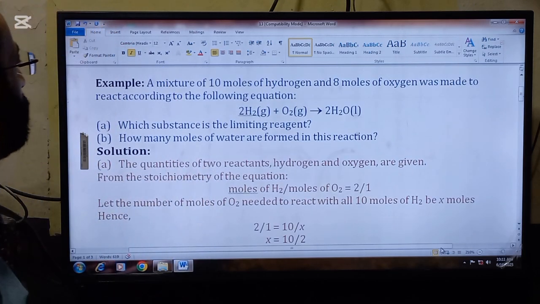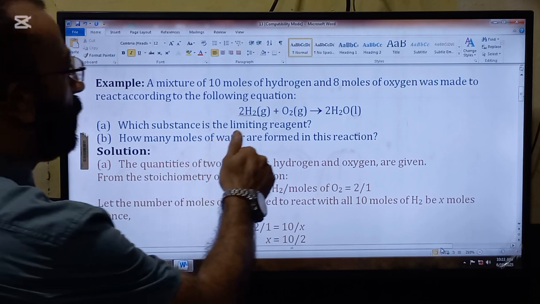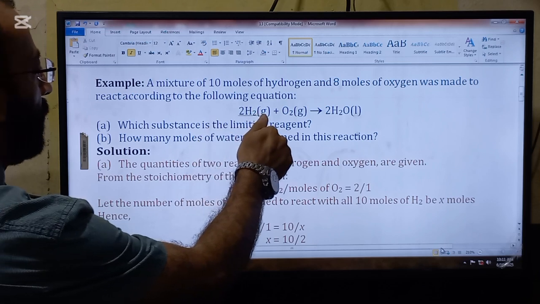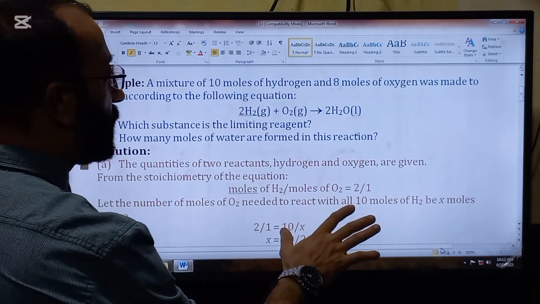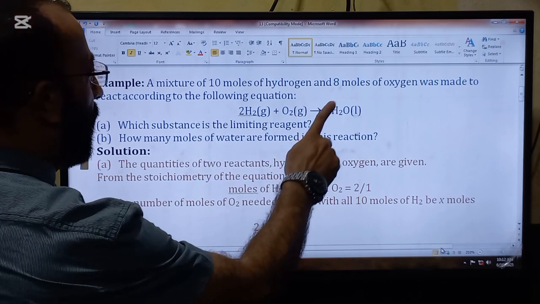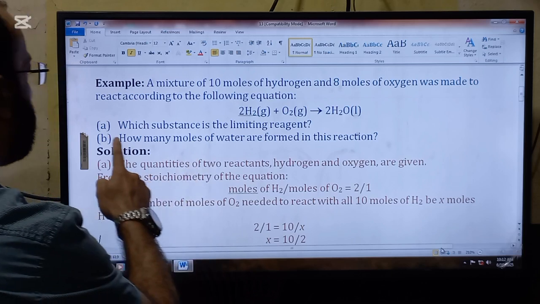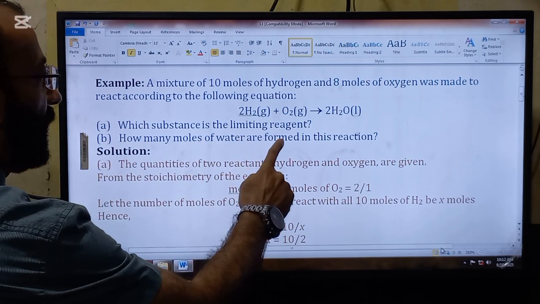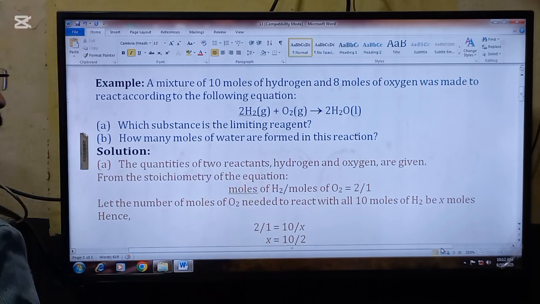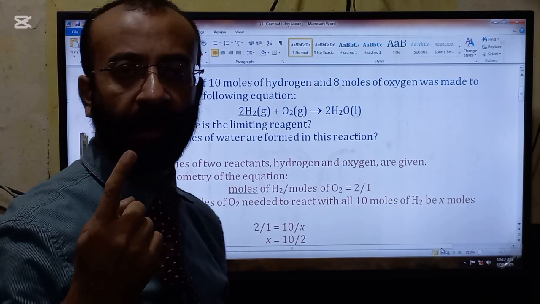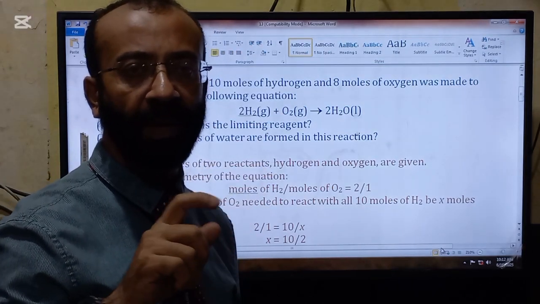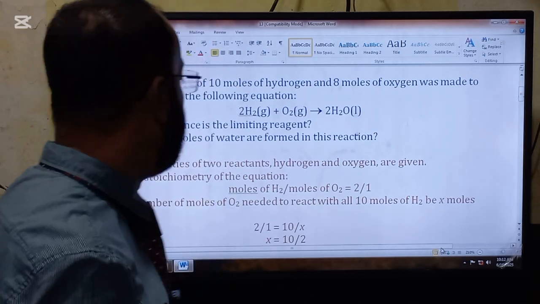So look now, our question is: a mixture of 10 moles of hydrogen and 8 moles of oxygen was made to react according to the following equation. In this question, this is easy now because the equation is given. Look now, moles of hydrogen and moles of oxygen are given. So the first question is, which substance is the limiting reagent? So the procedure to decide which one is the limiting reagent: we have to let one as the limiting reagent, and we will follow some steps, and that will decide which one is the limiting reagent.